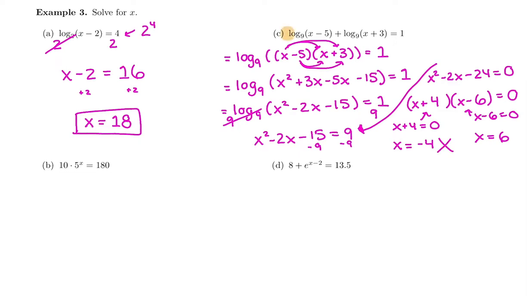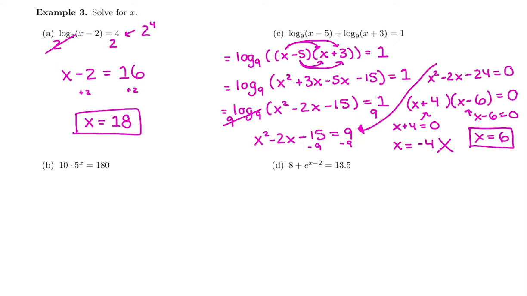If we now try to plug in 6, we would do log base 9 of 6 minus 5, which is 1. So log base 9 of 1 plus log base 9 of 6 plus 3, which is log base 9 of 9. We get 1 on the other side. So one of our solutions works, the other one does not, because it makes us take the log of a negative, which is not going to work. Our calculator is going to give us an error.